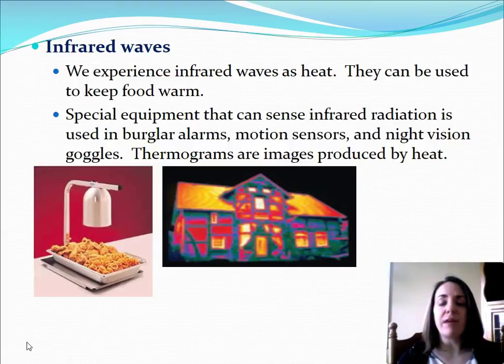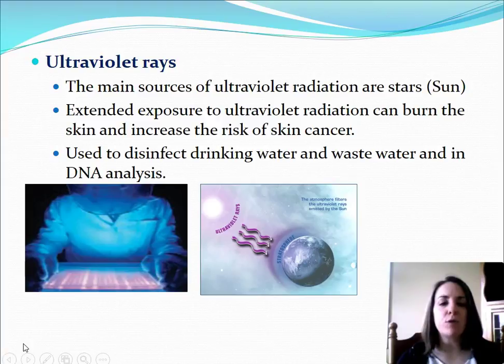Also, there is a type of night vision goggles that detects heat and produces an image from heat. Those are called thermograms, those images that are produced by heat. Okay, so we've kind of skipped over visible light. We're going to talk about that in detail in a minute. So then the next wavelength after that is the ultraviolet ray. This is higher energy, higher frequency than visible light and all of the others that we've talked about.